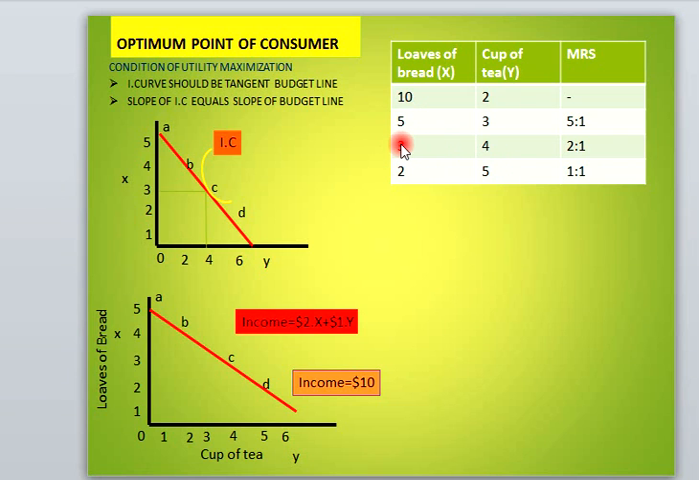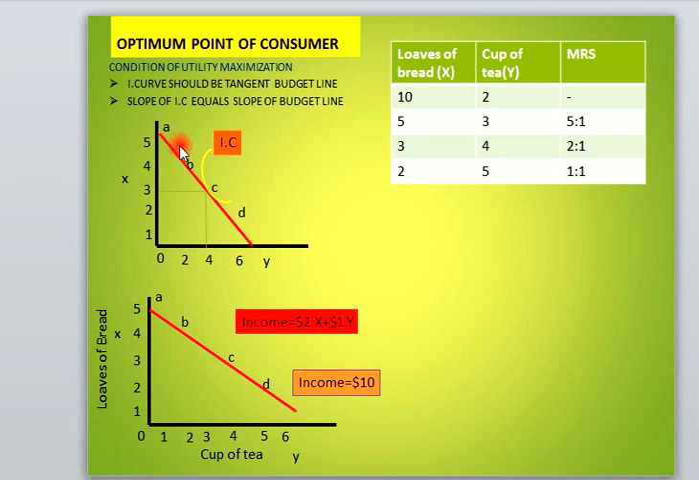Then look at this one now. When he's consuming 3 loaves of bread, which is 3 times 2, which is $6, then he has $4 remaining. The $4 can go for 4 cups of tea. So we can simply see that this is the point the consumer can afford, and the satisfaction he gets here is the same as what he gets from the other combinations. So he can easily buy this to get that satisfaction from his income.